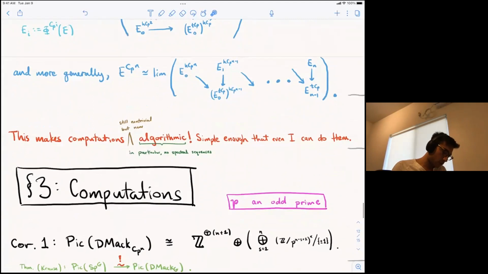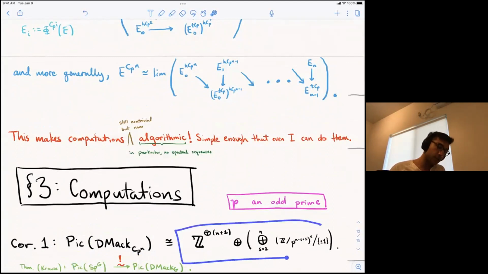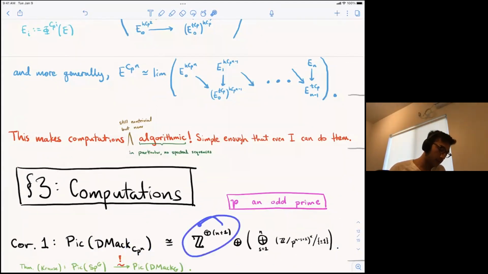So here's a first corollary: the Picard group of derived Mackey functors, which, by an amazing recent theorem due to Achim Krause, is actually equivalent to the Picard group of G-spectra. It's just this abelian group right here, for all CP^n, for all n. So you've got these free components, which record dimensions, and then there's this interesting arithmetic component. You take this ring, you take its units, and then you quotient by Z/2.